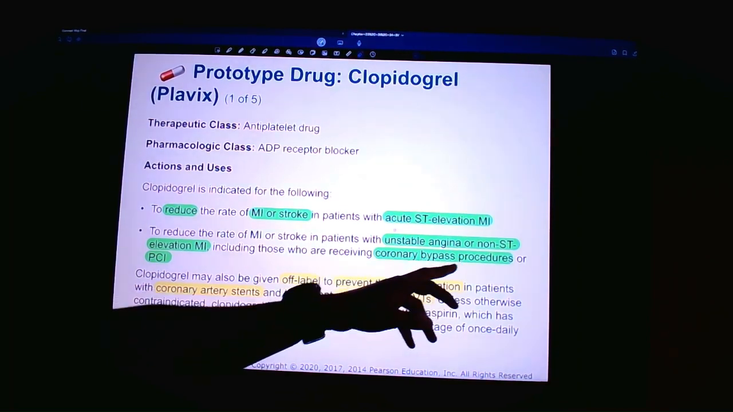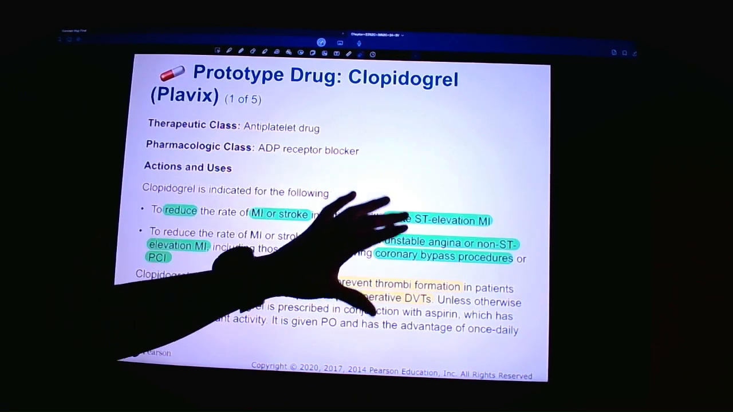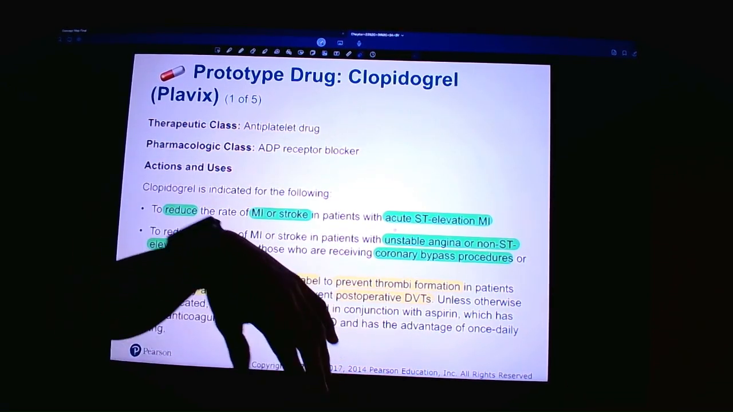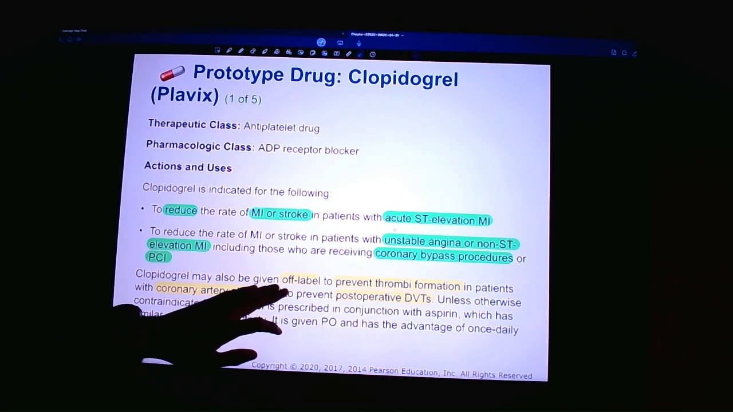There's also non-STEMIs, right? And that's again another type of heart attack. It's just in a different area of the heart. Unstable angina, which is associated with heart attacks because angina is chest pain. Coronary bypass procedures, or PCI, which is another heart-related procedure. So a lot of heart-related procedures on this one directly, just like the other ones, right? Pretty interesting. I would have thought that those were kind of dangerous, but I guess they are allowed for that, right? It is off-label, right?